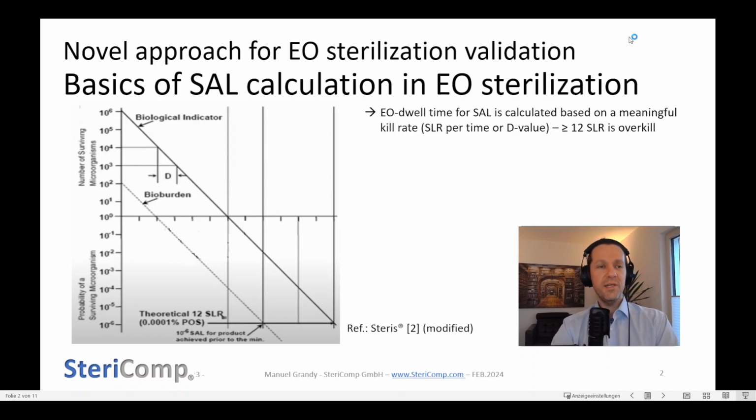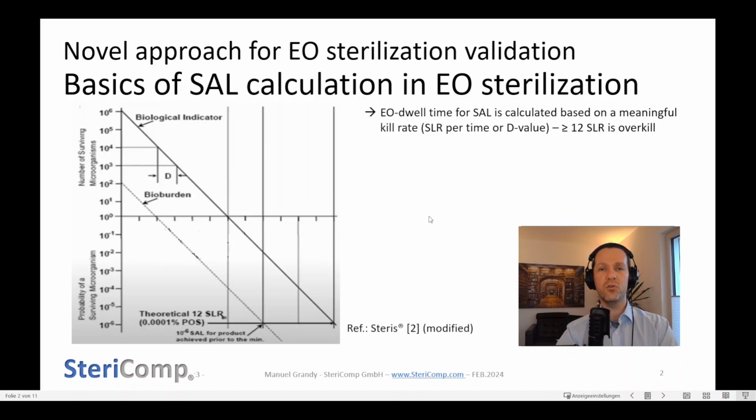So the EO dwell time needed for a specific SAL, sterility assurance level, is always calculated based on a meaningful kill rate. Okay, and the kill rate is the spore log reduction per time, or more specifically, the D value. So for example, from 10 to the 4 to 10 to the 3, if this reduction takes 1 hour for the specific cycle and device, then you have a D value of 1 hour, okay? And as additional information, 12 spore log reductions, or more than 12 spore log reductions, substantiated, is then an overkill cycle.